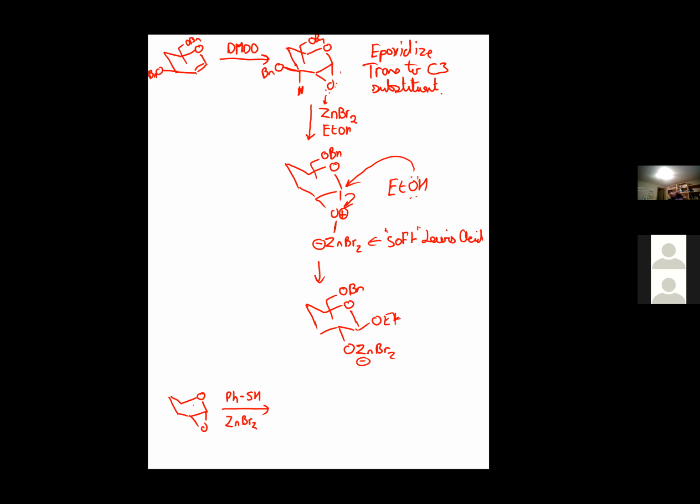So we can do this with other types of nucleophiles. One of the more common ones is sulfur nucleophiles, and we'll see why we're interested in that. But we've got ways to do it that way too.